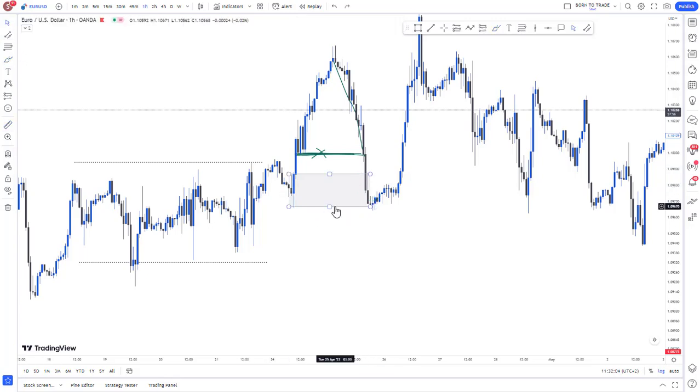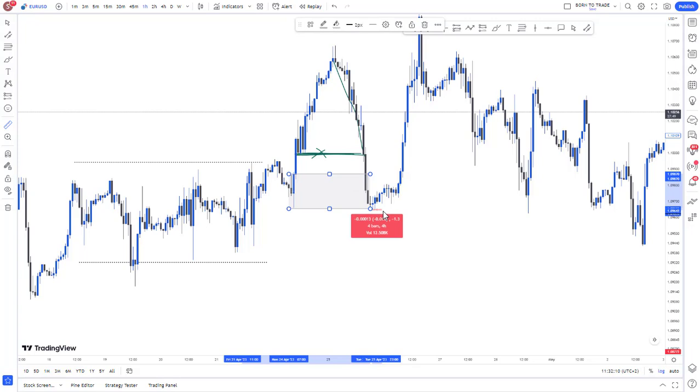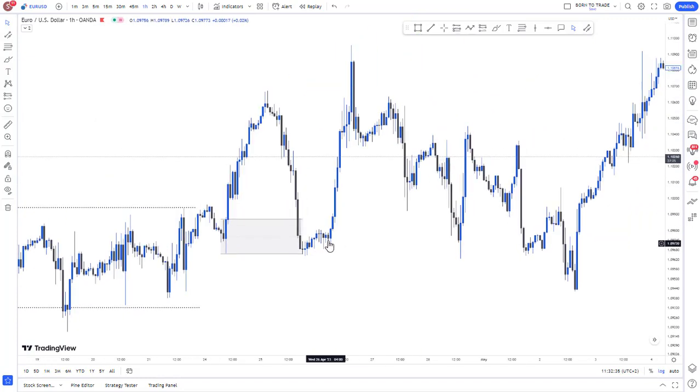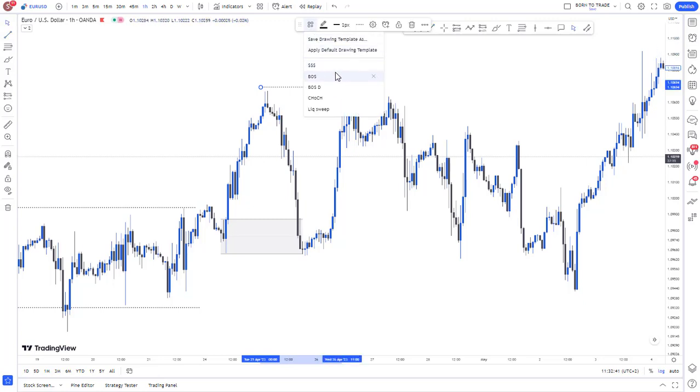So let me do it correctly. This is my zone and price spikes below my zone by how many pips? About 1.3 pips. So that's why it's okay to give allowance for spread and stuff like that, so you can cover up in case price spikes below your zone. Price spikes below the zone, and now you see that very rapid expansion to the upside.